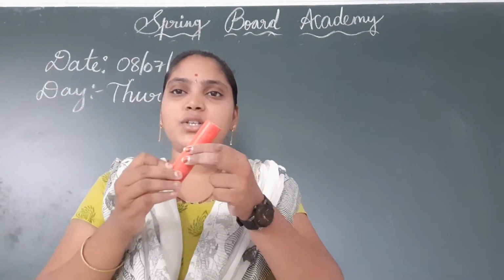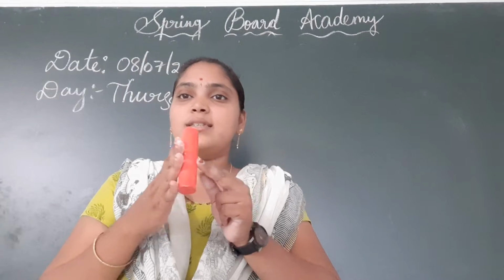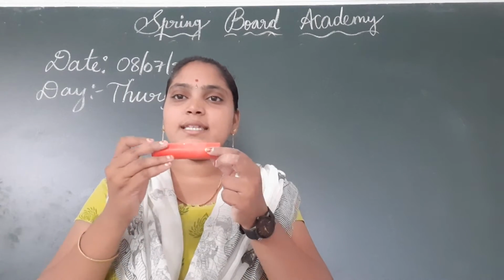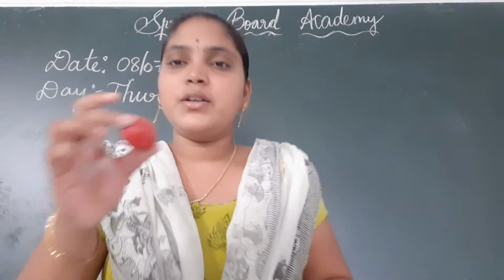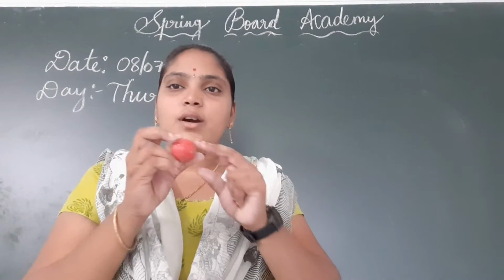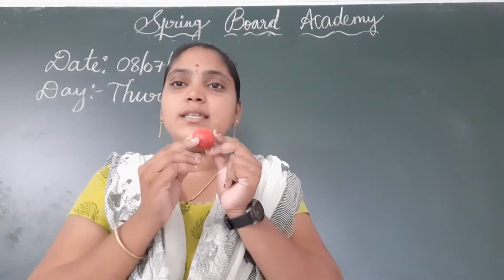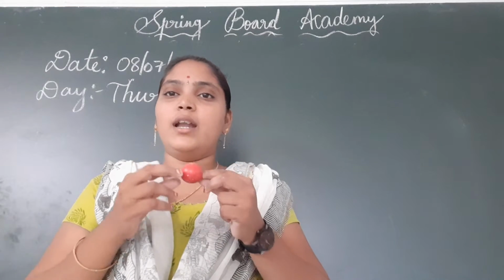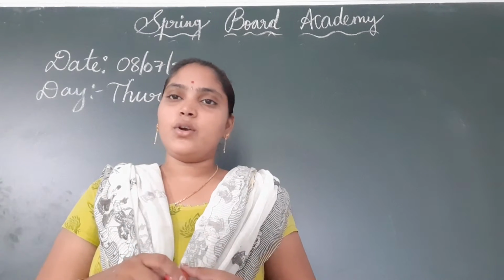And then, what is the name of this shape? Yes, this is a cylinder. Cylinder. Next. What shape is it, children? Yes, this is a sphere. And we have learnt one more shape, children, cone.